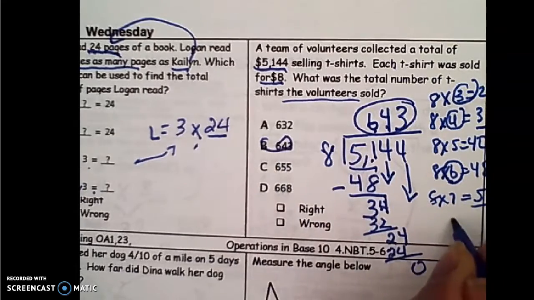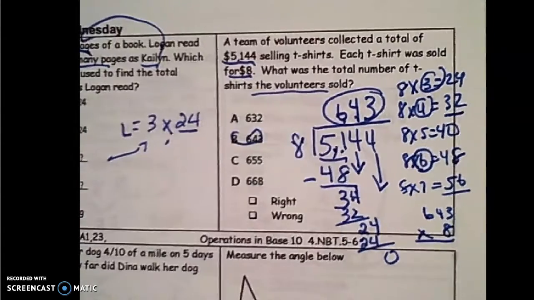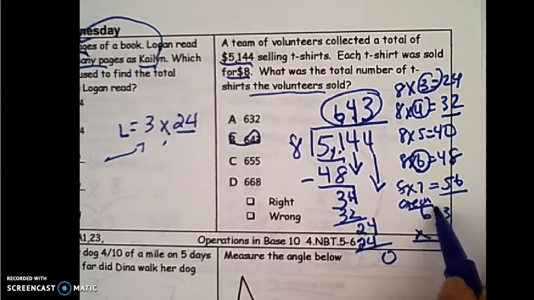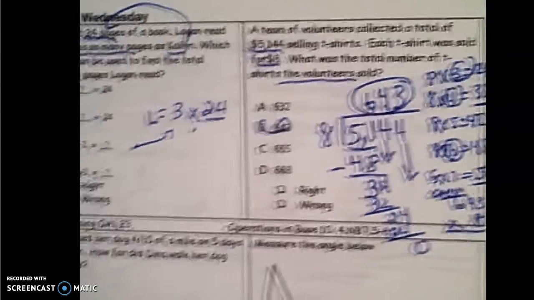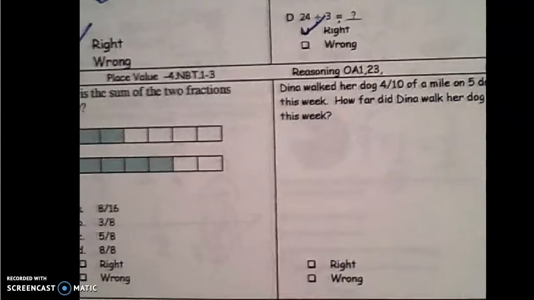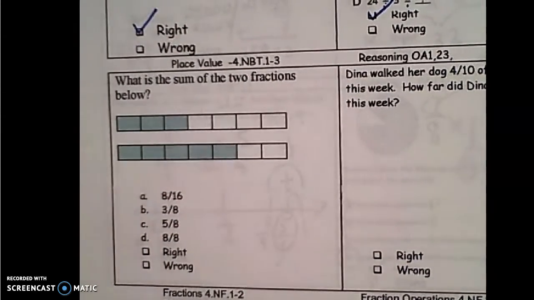Okay? And if you were to do a check down here, 643 times 8, you would see that you would get 5,144. I just did a check down here. You can go ahead and do the check on your own paper now. Or we're going to move on so that this video is not too long and you don't get bored. So, let's move on to the next question, which is a fraction question.